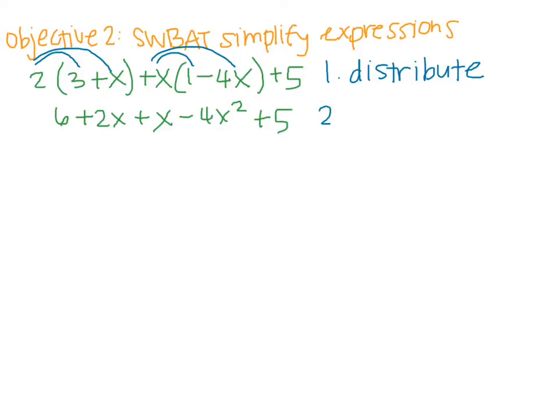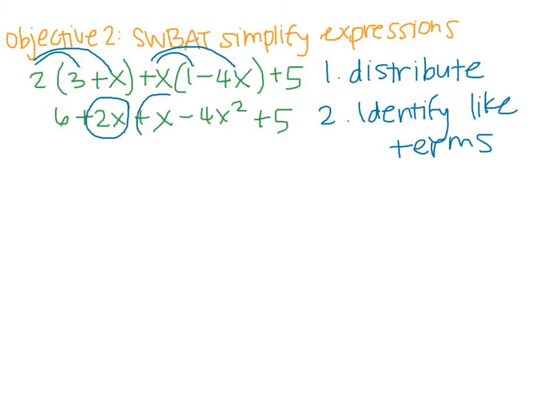My second step is to identify like terms. This is another thing that we had a little practice doing last week when we were solving equations. So I have 2x and 1x. Those are like terms because both of these terms contain an x in it. I also have 6, I'm going to put a box around this, and positive 5. Those are also like terms because they are both constants. They have no variable. And then we have one little loner guy right here, negative 4x squared.